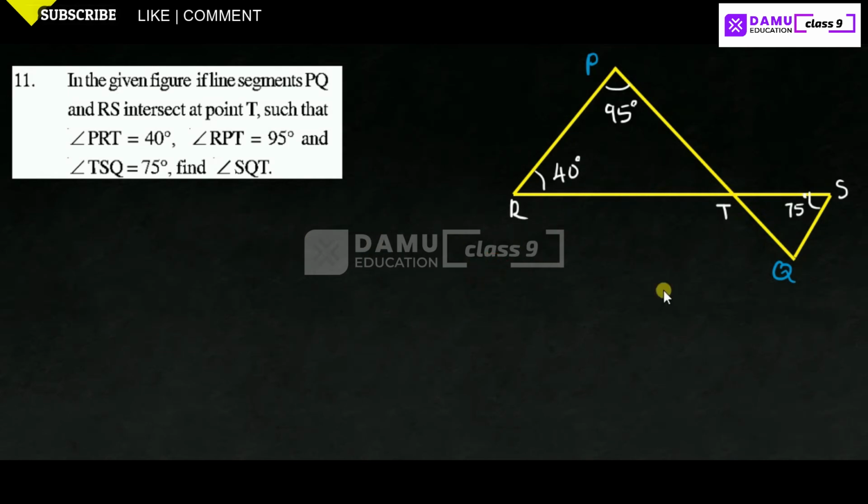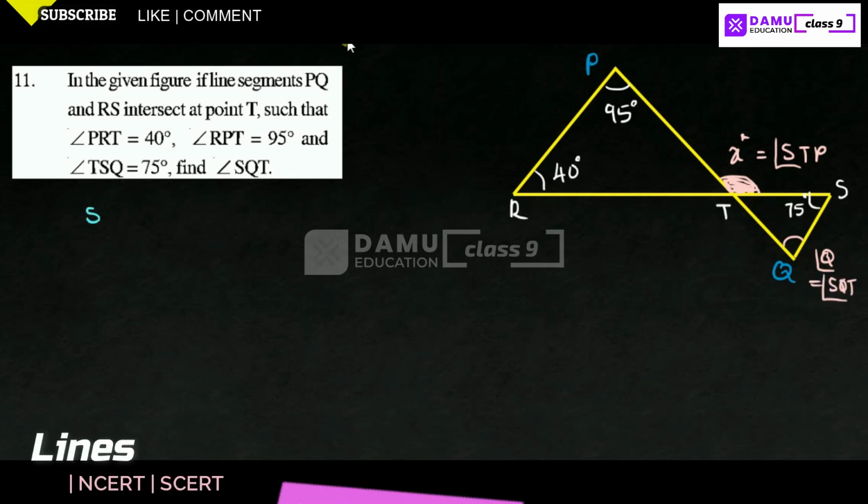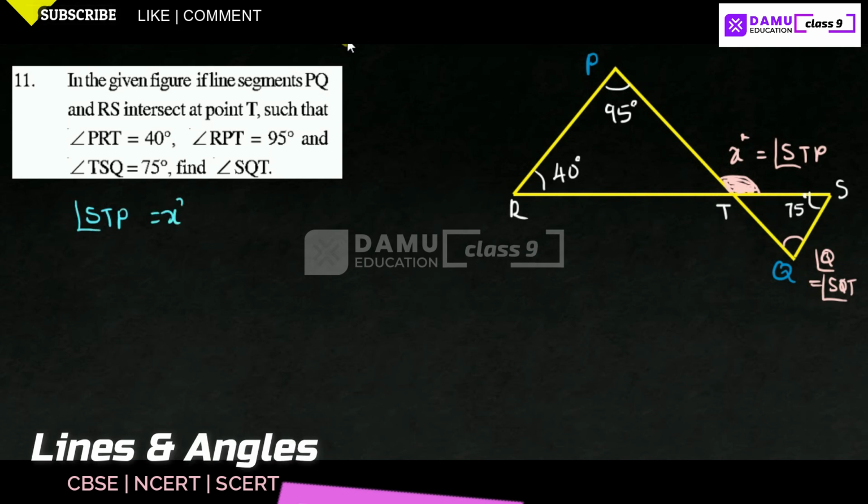For this question, another method is the exterior angle property. Let's take this angle as angle STP, which is the angle we have to find. Let's take STP as some x degrees and this angle as angle Q, which is equal to SQT. From the exterior angle property, angle STP equals x degrees, which will be equal to the sum of the opposite interior angles in the triangle.